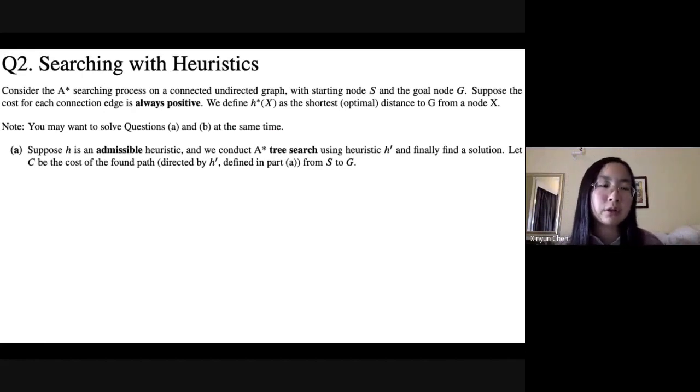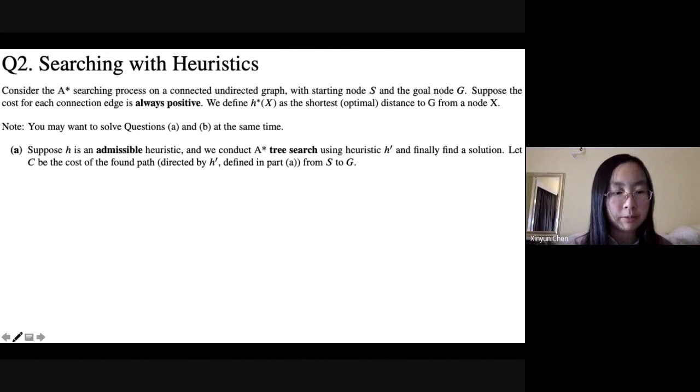Then for the second question, we are mainly interested in learning more about the different properties of the A-star heuristics. So let's take a look at the general problem statement first. This time we consider a connected undirected graph, again starting from S to the goal node G, and we consider that the edge weight is always positive.